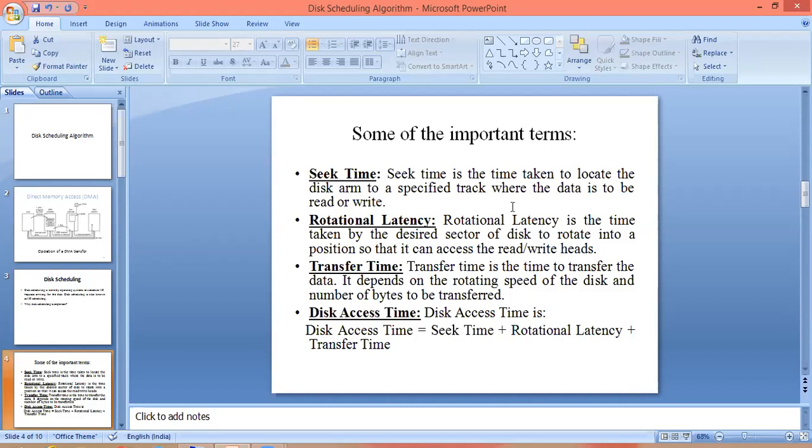The next one, transfer time. It is the time to transfer the data.